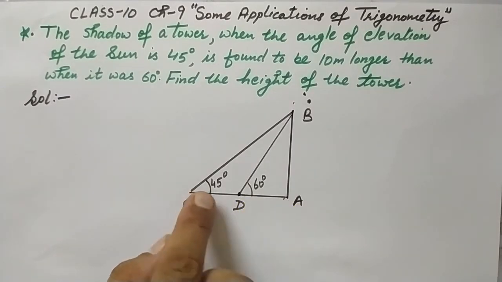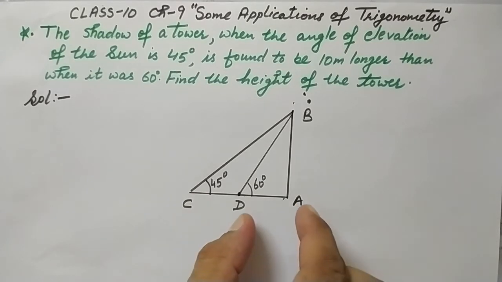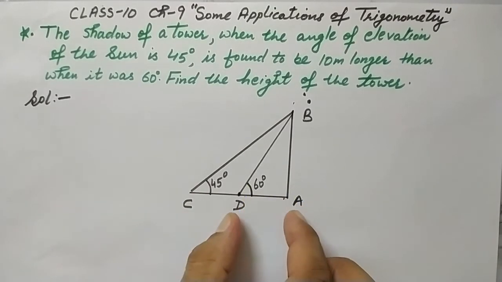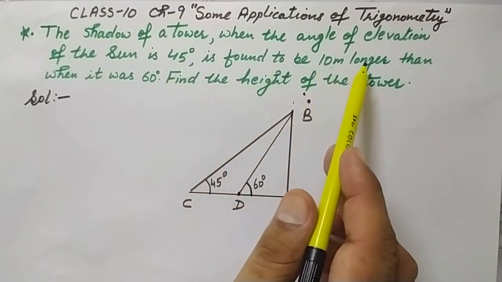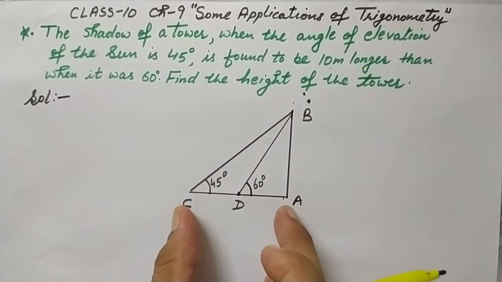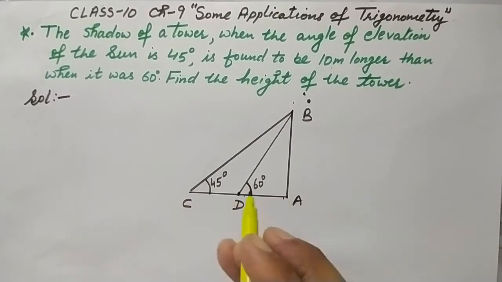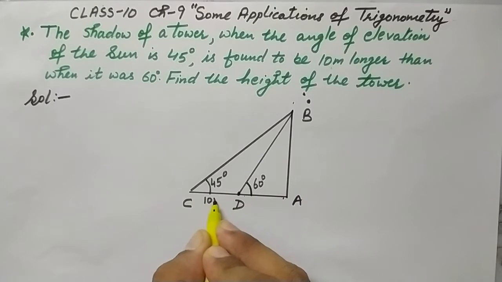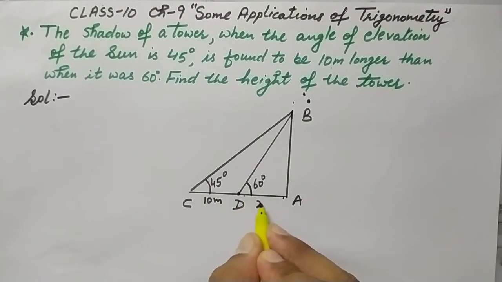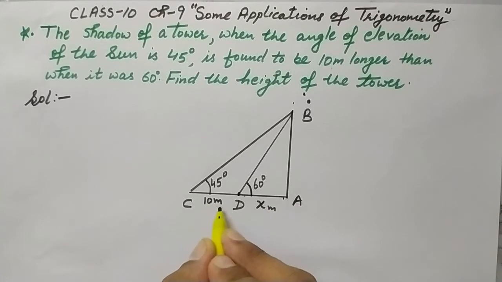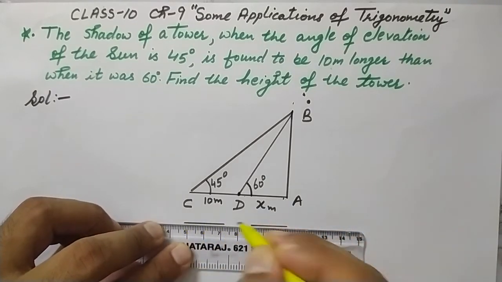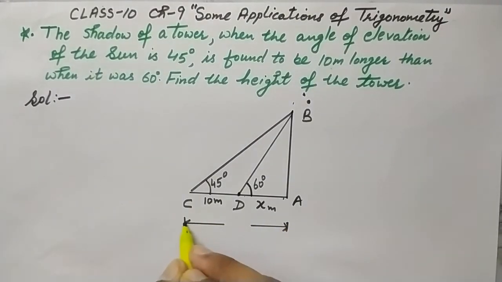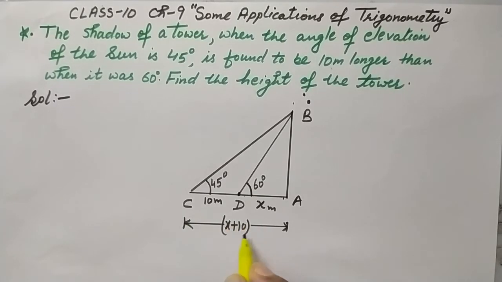When the angle of elevation is 45 degrees, the shadow is AC, and when the angle of elevation is 60 degrees, the shadow is AD this time, right? So it is said that when the angle of elevation is 45 degrees, the shadow is 10 meters longer. So this shadow AC is 10 meters longer than the shadow AD, right? So it means CD distance is 10 meters. Suppose AD distance is x meters, so CD is 10 meters, and the total AC distance will be x plus 10 meters.